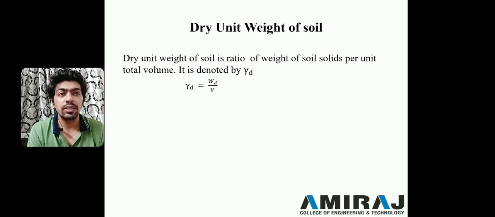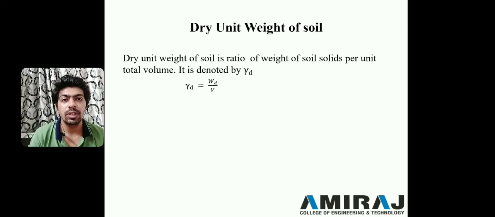Next term, that is dry unit weight of soil. Dry unit weight of soil is the ratio of weight of soil solids to the total volume. What do you mean by weight of soil solids? It is only the weight of soil mass. There is no addition of the air content present in the soil mass. So we are going to focus only on the weight of soil. The weight of soil divided by total volume is known as dry unit weight.